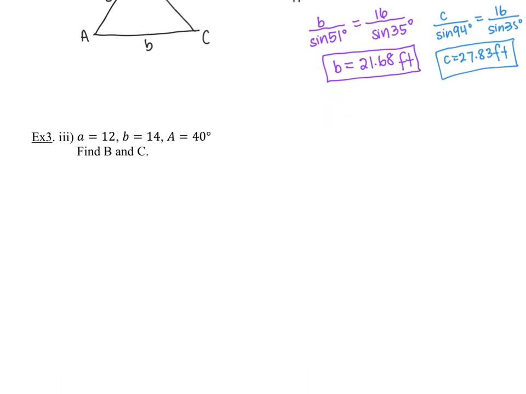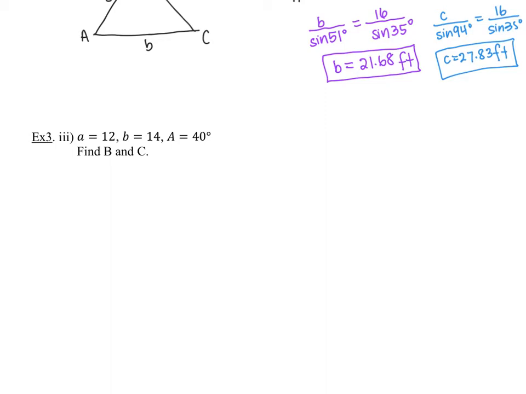Okay, I'm moving to example 3. We're going to find an angle on this, and I'm going to show you that sometimes there is a little bit of a twist. I'm going to do this without drawing a picture this time, okay? They're giving me that side A is 12, side B is 14, and the measure of angle A is 40 degrees. I want to find capital B and C, which means I'm finding the angles.